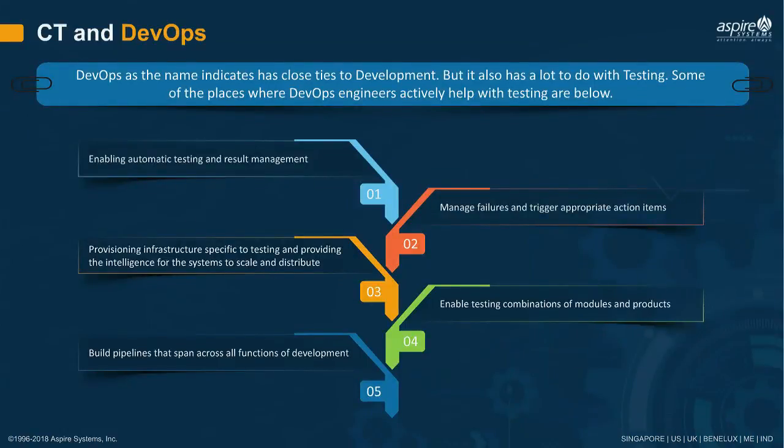Moving forward, so how are CT and DevOps connected, continuous testing and DevOps connected? So these are the core points: enabling automated testing and results management, managing failures and triggering appropriate actions, provisioning of infrastructure and all the intelligence associated to it, enabling testing combinations of modules and products, and build pipelines that span across the functions of development.